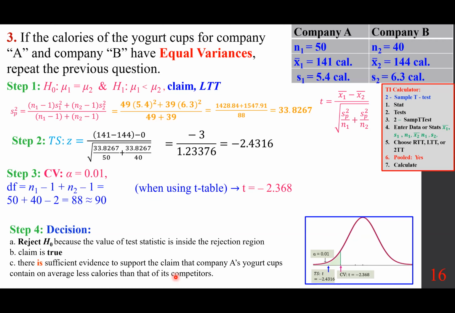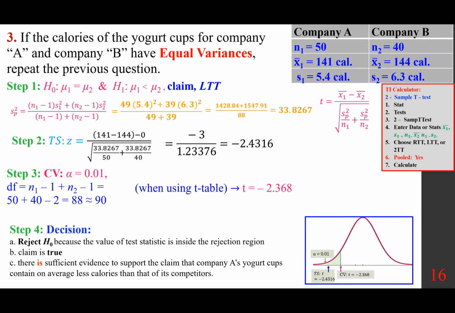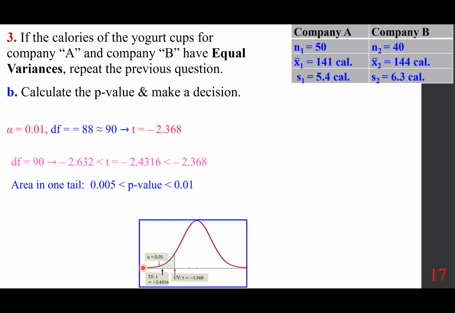By the way, if we were to go with the p-value as far as the drawing is concerned, this is where the test statistic is, and this area is clearly less than the choice of alpha. So let's move on. We want to calculate the p-value and make a decision. As I said, it's the area to the left of the test statistic, and the degrees of freedom is 90. If you go with the table, you don't get a precise answer, but you see the p-value is between these two, and we have the same decision.